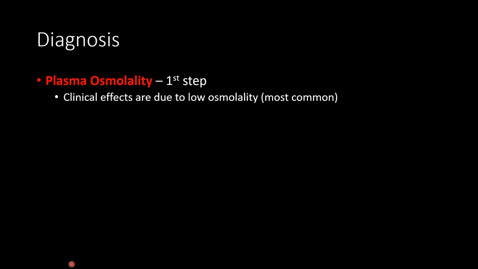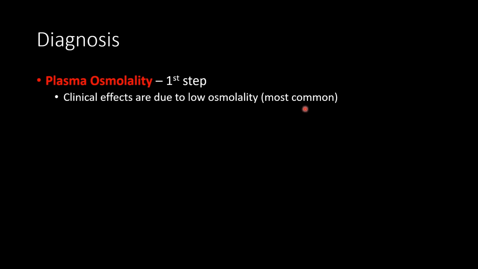Why the plasma osmolality estimation? Because we know that all the effects of hyponatremia, like the diagram we discussed, cerebral swelling, brain swelling, were happening because the sodium concentration was low, so the osmolarity was low, so the transcellular shift of water happened. That means all the clinical effects of hyponatremia are due to the low osmolarity only. If there is no low osmolarity, a clinical feature should not happen. That is the most common thing to know.